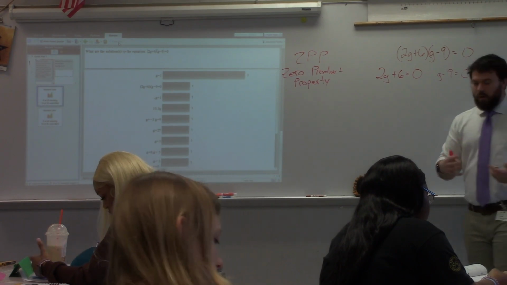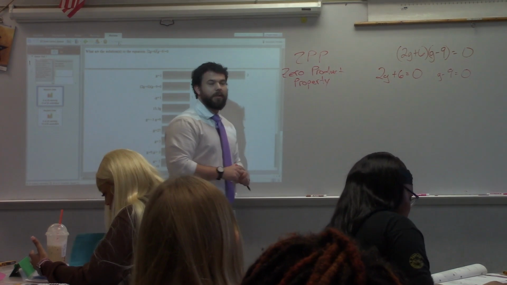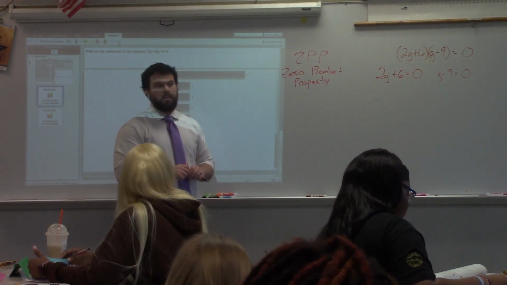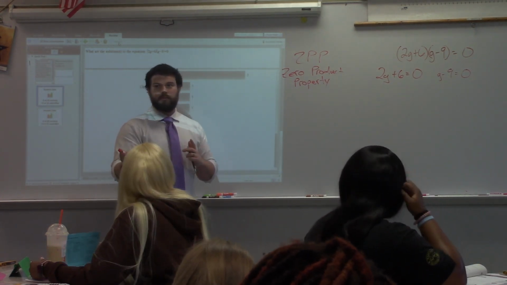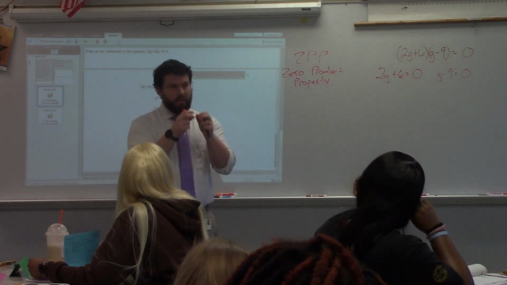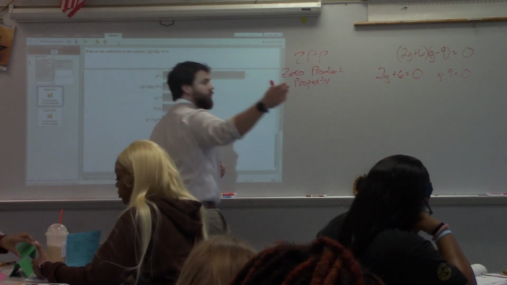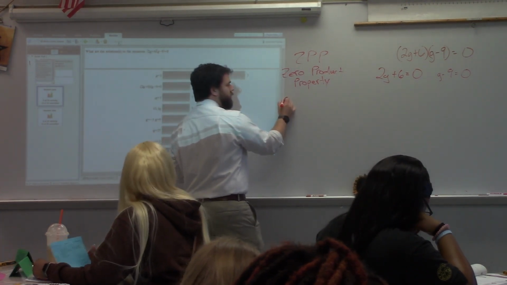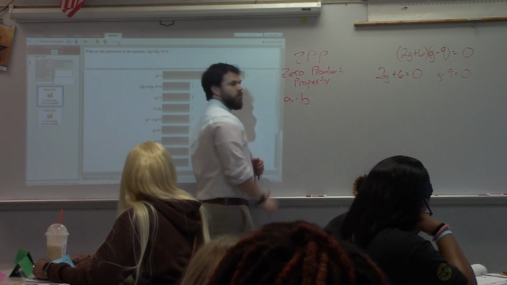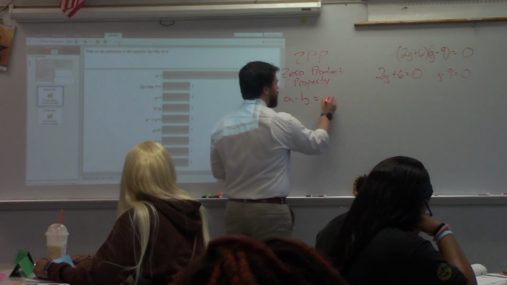At least one of what has to equal 0? Like the name tells y'all everything. What are we doing here? What do we mean by a product? A or B, yes, but focus on that language. Product, what does that mean? Multiply, right? What are we doing with A and B, Jamarcus? We are multiplying it. The product is equal to what? 0.